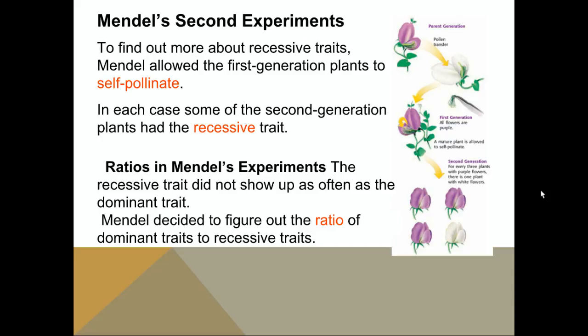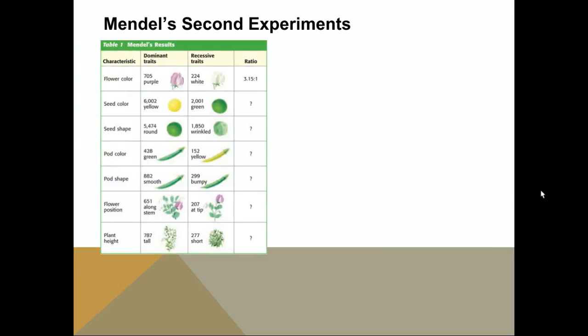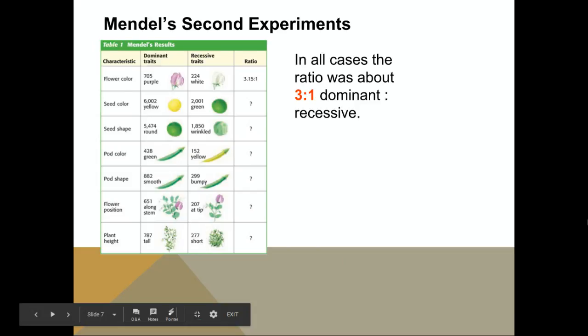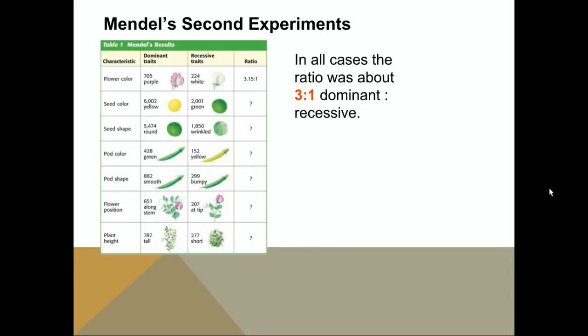So Mendel decided to figure out the ratio of dominant traits to recessive traits. And in all cases, the ratio was about 3-to-1 dominant to recessive. And you can see that in the chart here. If you were to analyze these and figure out the ratios, they are almost all a perfect 3-to-1 ratio. You really get that 3-to-1. And think about all the experiments that he did, all of the plants he was working with to get this information.